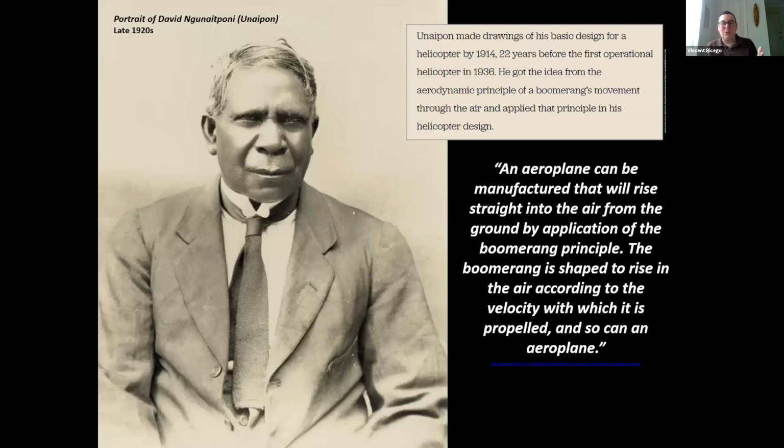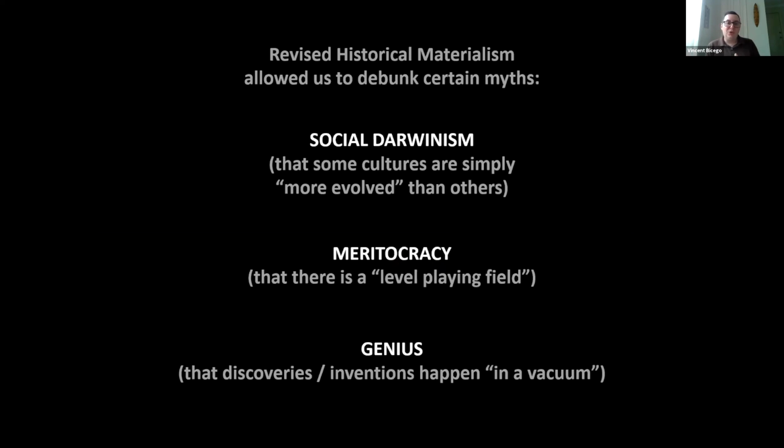And of course, when you talk about people like David Unaipon, who came up with the idea of the helicopter 20 years before it was actually realized by the military, he wasn't able to patent the idea simply because, like many Aboriginal people at the time, he lived in impoverishment and couldn't afford the patents. So we really used historical materialism as a way to debunk ideas of social Darwinism, the idea of meritocracy and genius.